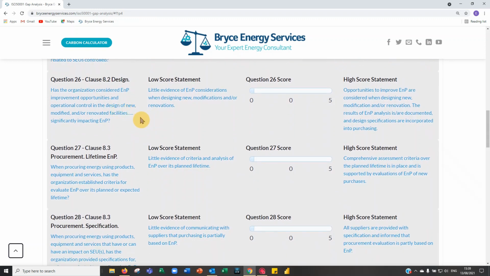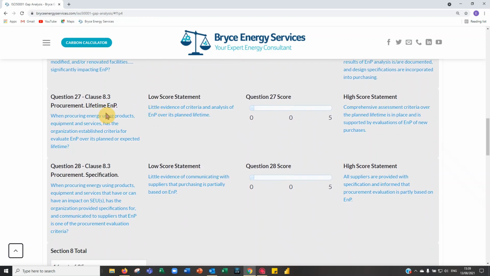Anyway, clause 8.2, design. Are you designing with energy efficiency in mind? Clause 8.3, lifetime energy performance. So when procuring energy products, are you looking at the lifetime energy use of that product? So high score, comprehensive assessment criteria over lifetime planned. Yeah, when you buy stuff, it can't be the cheapest. Can't be the cheapest over 3 years. It has to be the most energy efficient over the expected lifetime of that piece of plant or machinery. So, trivial example, if you're buying a new machine for turning metal, is that machine the most efficient over the next 20 years?